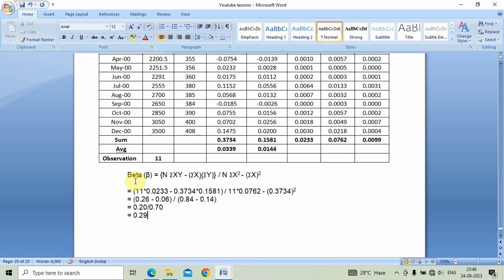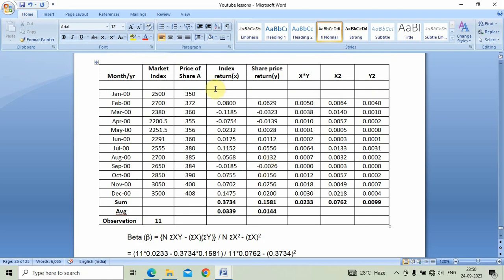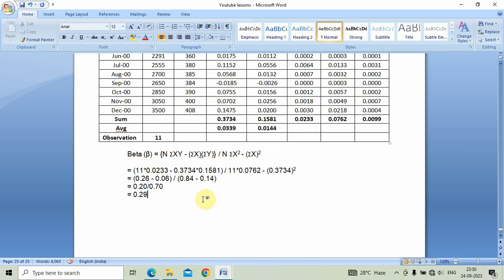Now, how to calculate beta? Beta equals n, that is number of observations, multiplied by summation XY minus summation X into summation Y, total divided by n, that is number of observations, into summation X square minus summation X whole square. If we put the values, then we get the value of beta equals 0.29. So in our example, we have calculated beta of stock A to be 0.29.